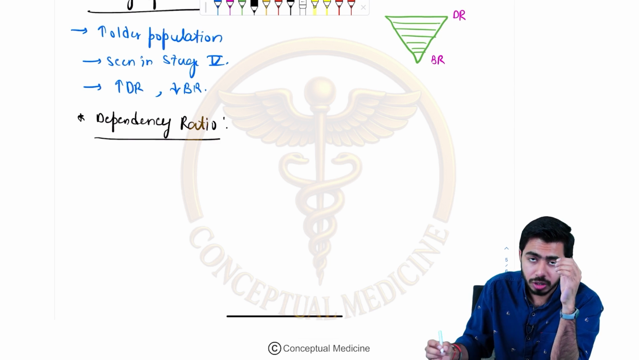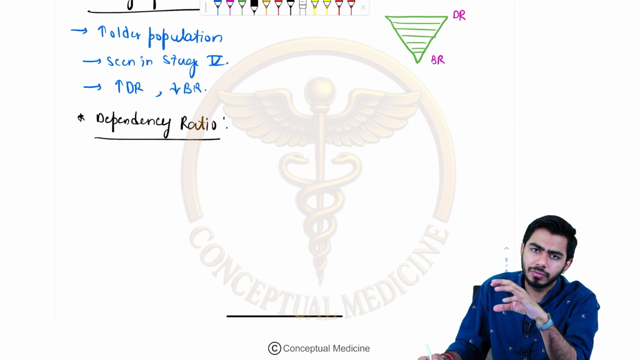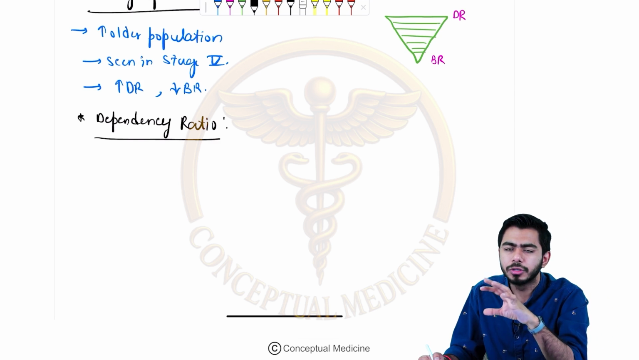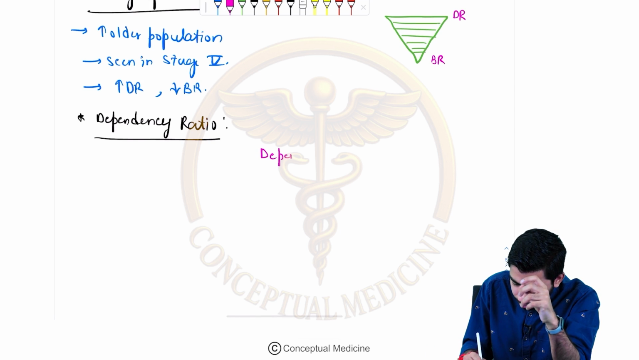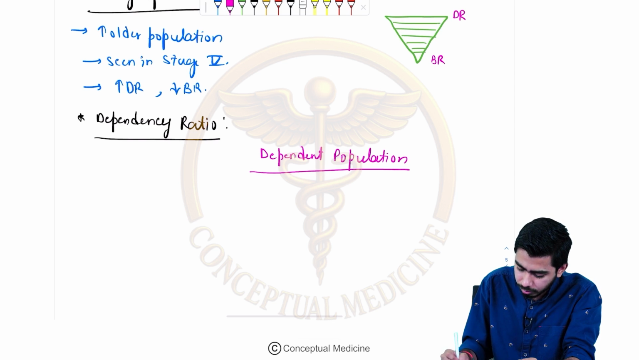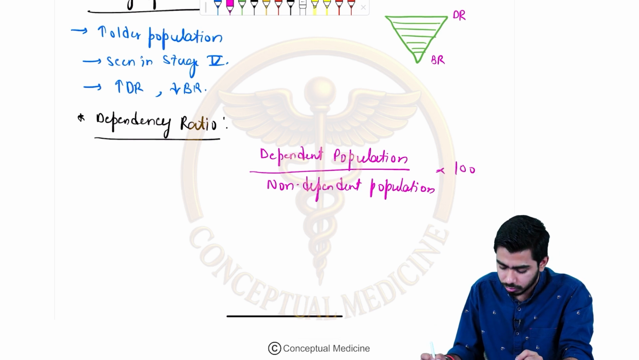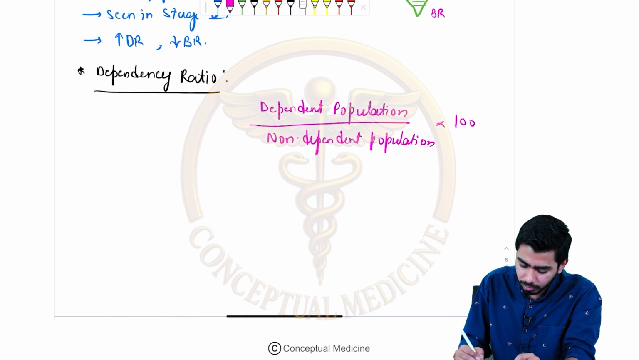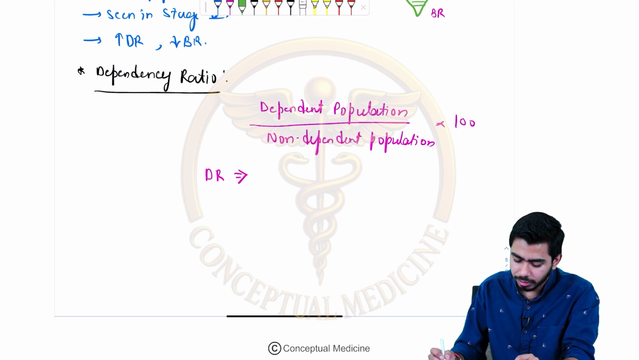So what I am seeing over here is the total number of dependent population. It is a ratio of the total number of dependent population and the total number of independent population. So dependent population, it is a ratio of dependent population and non-dependent population. If you multiply it with 100, then you will get your answer. Over here, non-dependent or independent population. So over here I shall write dependency ratio as the number of dependent population.